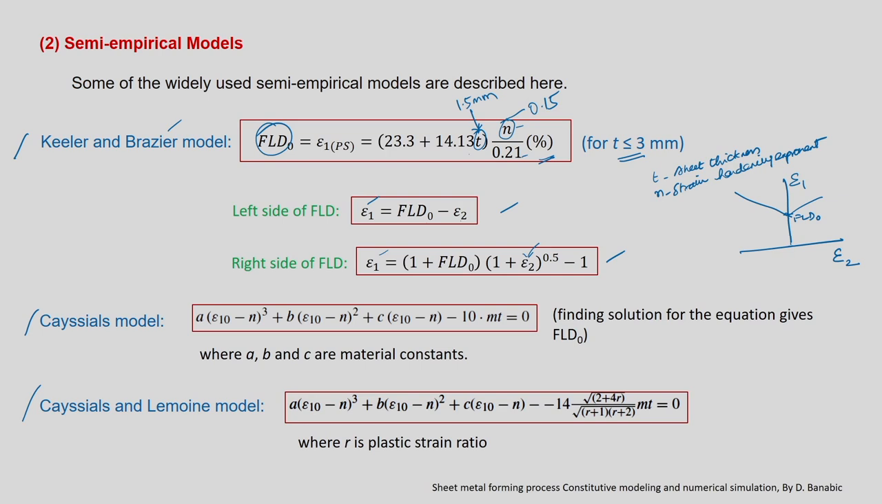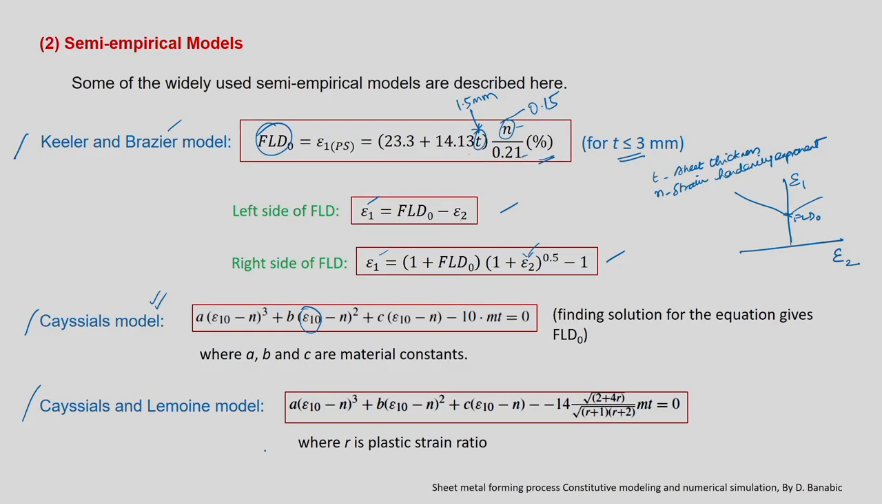There are other models which are a little bit more complex. They try to bring in more material properties into it, for example this particular model. They evaluate epsilon 1 0, that means FLD0, that means epsilon 1 in plane strain mode of deformation. You can calculate it from this equation. You will see that the equation is actually of cubic form: A into (epsilon 1 0 minus n) cube plus B into (epsilon 1 0 minus n) square plus C into (epsilon 1 0 minus n) minus 10 into mt equal to 0.